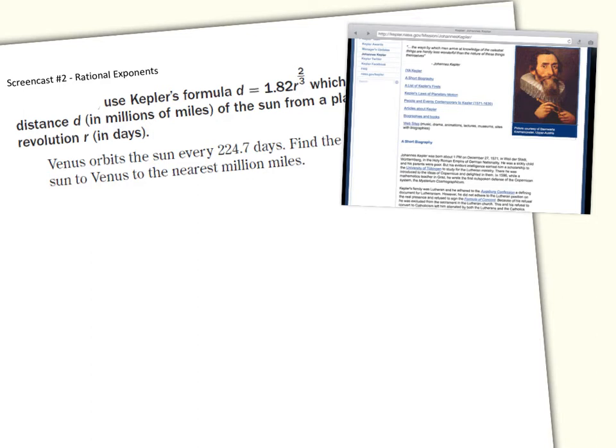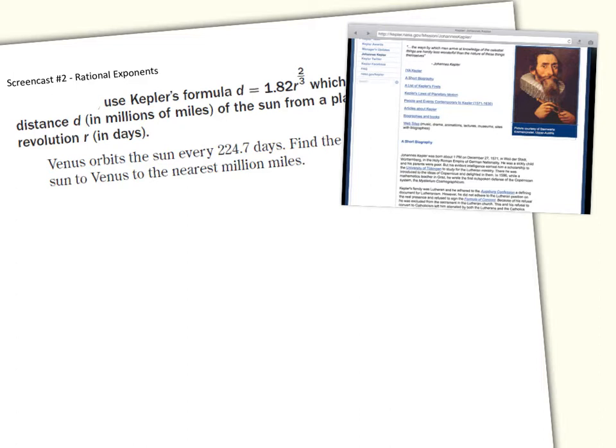This one, the topic is rational exponents, something we started learning about. It also has to do with something called Kepler's formula, which, as you can see right here, is d is equal to 1.82 times r to the 2/3 power. 2/3, of course, being the rational exponent because 2/3 is a rational number. Remember, a rational number is any number that can be written as a fraction, and clearly 2/3 can be written as a fraction because it is.